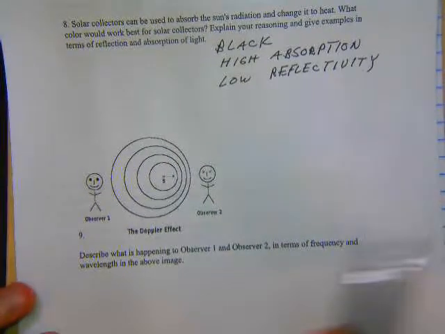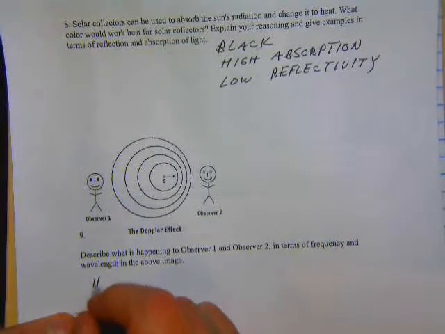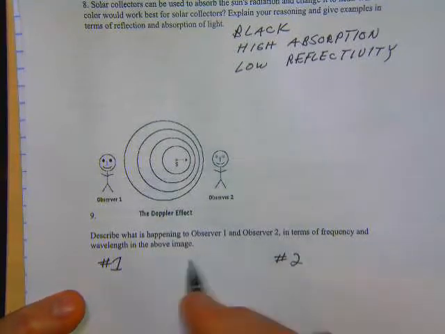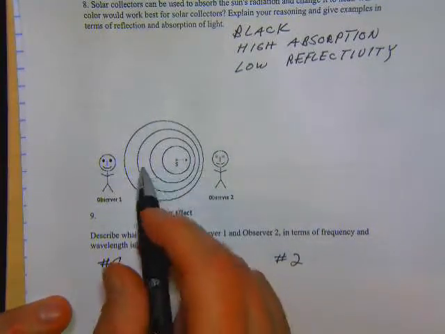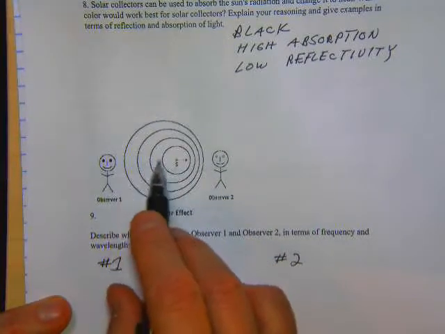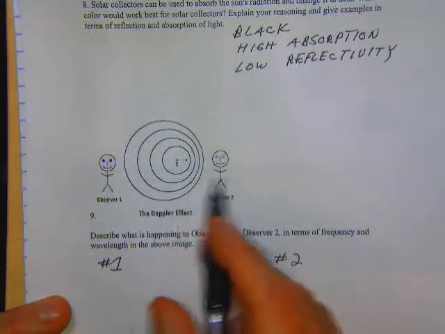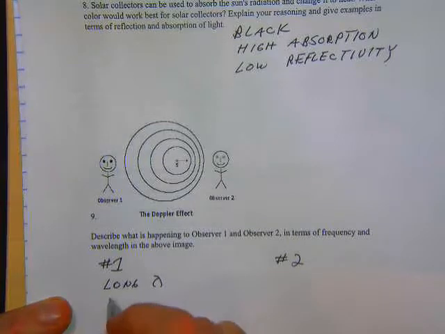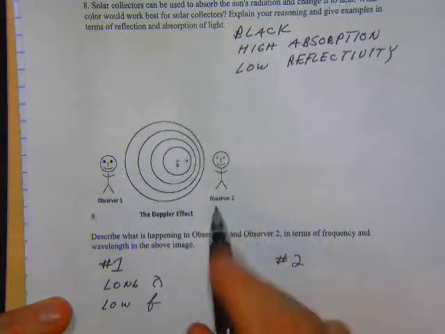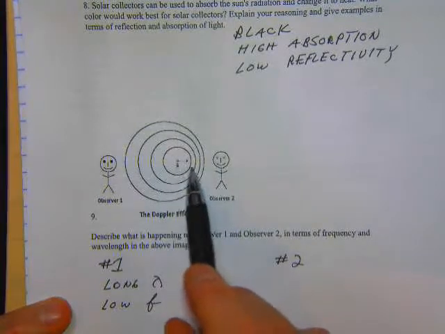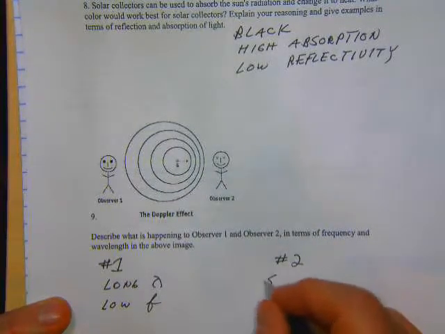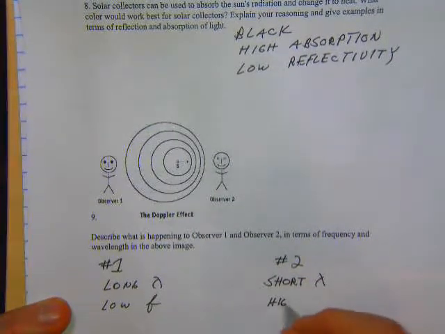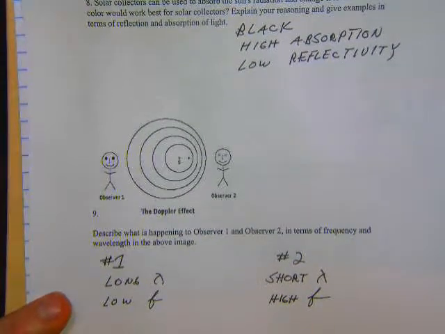Number 9. So we'll put number 1 here. Let's put number 2 over here. This is the Doppler effect. So observer 2, as the object's moving away, it's racing away from its own wavelength. So we have long wavelength, so we're going to have low frequency. For observer 2, it's catching up to its own wavelength, so we're going to have short wavelength. And we're going to have high frequency. And that's all that question's asking for.